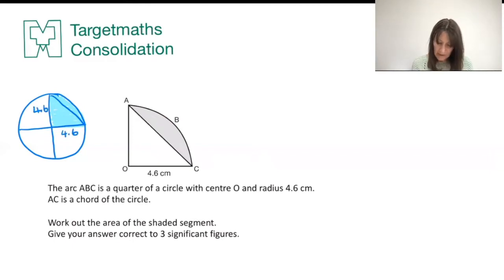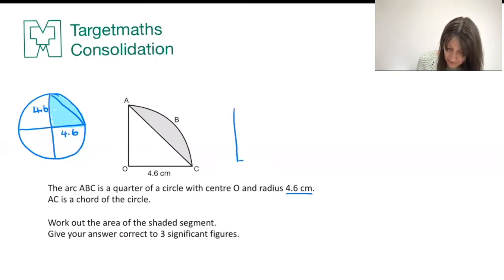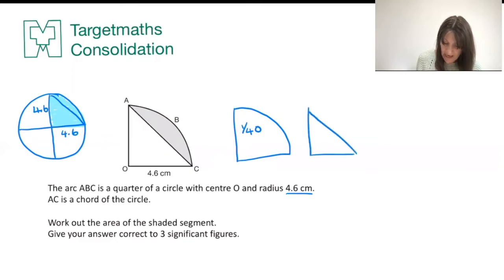We're being told the radius is 4.6. Well, we can see that now that we've drawn the full picture. It's really clear to see. They want us to find the area of the shaded segment. So what I've got here and what I'm going to need to do is I've got the sector, the quarter of a circle, and I can also clearly see a triangle.